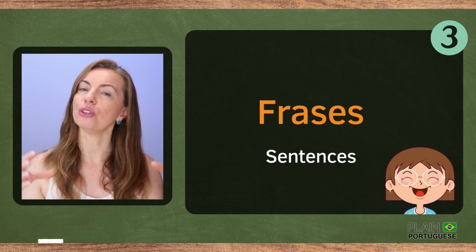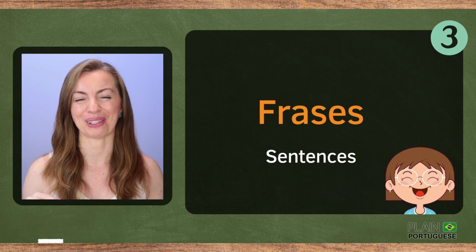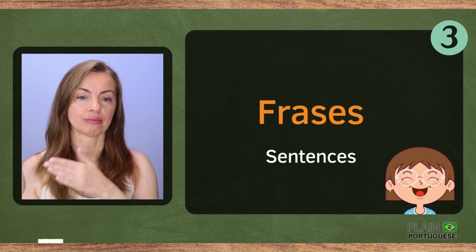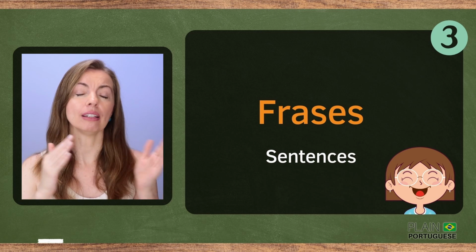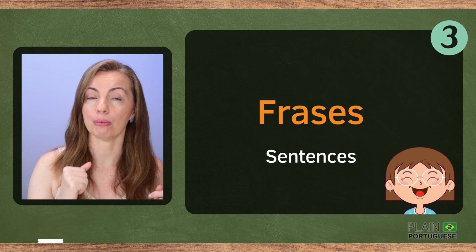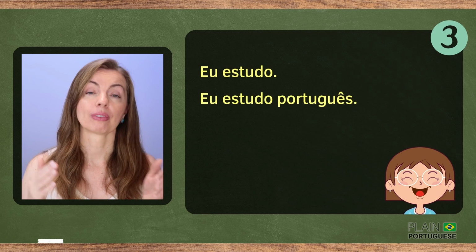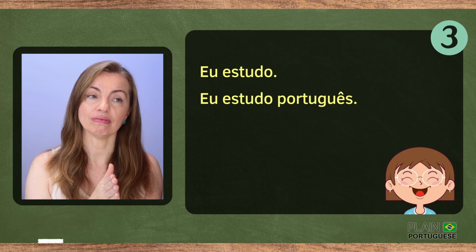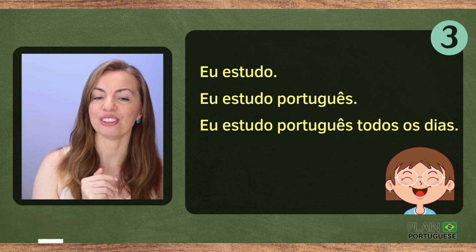You learned about subject pronouns, verb conjugation. Now it's time to learn how to form simple sentences in Portuguese. All you need is a subject pronoun, a verb, and depending on the verb, an object. Yeah, so subject pronoun, a verb, and if needed, an object. For example, I study. Eu estudo. I study Portuguese. Eu estudo português. Every day. Eu estudo português todos os dias.